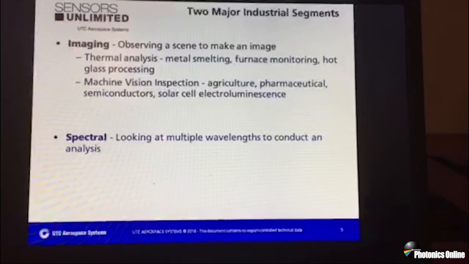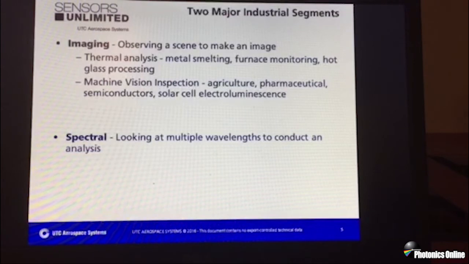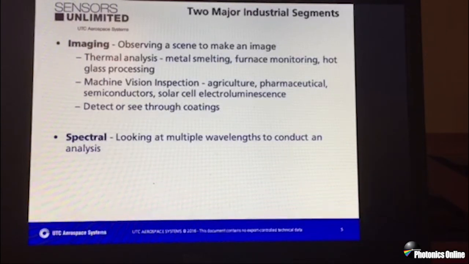In machine vision inspection, we're used in many applications for agricultural, pharmaceutical inspection, semiconductor inspection, silicon solar cell electroluminescence, and even imaging through solid silicon. A lot of times we're used to detect coatings that visible cameras are unable to see because they're transparent, or we're used to see through an opaque coating that a silicon camera cannot penetrate. And then, as we said earlier, imaging through haze.